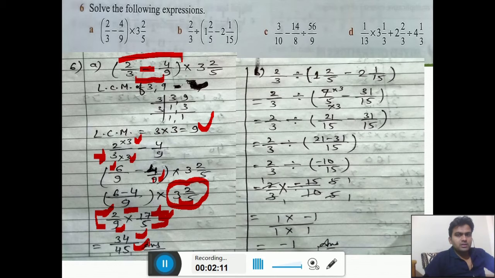Like this you can solve this question. This question is also the same. Here inside the bracket two mixed fractions are given. So change these mixed fractions into improper fractions. So you will get 7 upon 5 and 31 upon 15, and then take the LCM of 5 and 15. So you will get the LCM 15. Now when you simplify this, you will get 21 minus 31. 21 minus 31 equals minus 10. Now when you simplify it, at the last you will get minus 1.